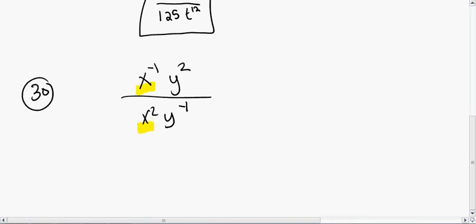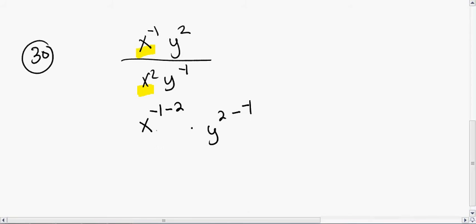Let's deal with the x's first. I am dividing, so I'm going to subtract the exponents, negative 1 minus 2. Then I'll deal with the y's, 2 minus a negative 1. Negative 1 minus 2 is negative 3, so now I've got x to the negative 3. And 2 minus a negative 1 is 2 plus 1, so I've got y cubed. 2 plus 1 is 3.